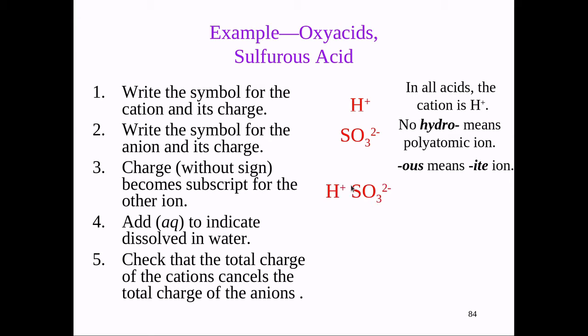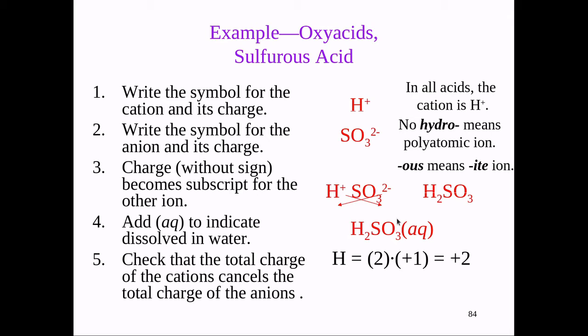We do our charge swapping. We come up with H2SO3. Remember that we do not need to reduce this because this would be 1 and 2 here. We add the aqueous symbol. And then we check our charges to make sure that we have a neutral species.